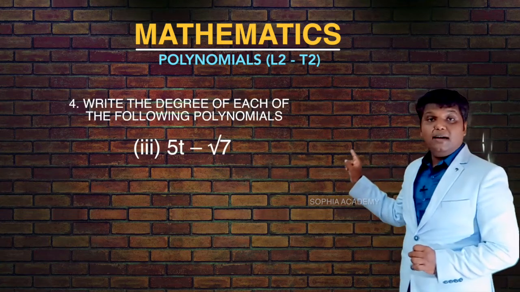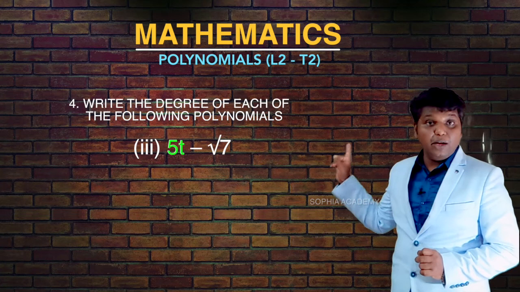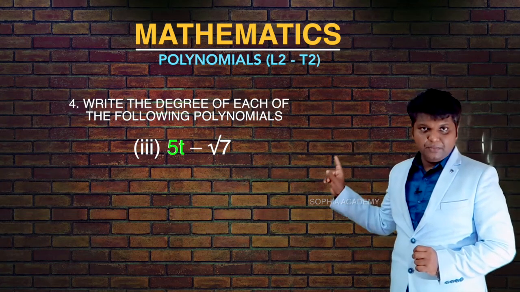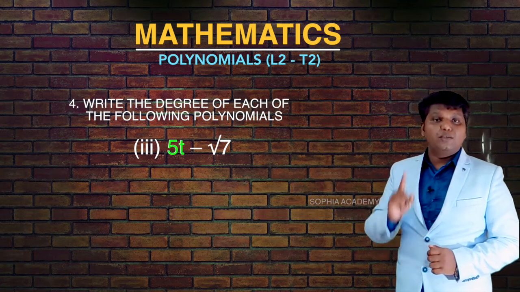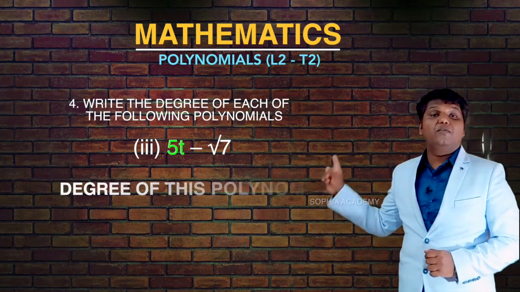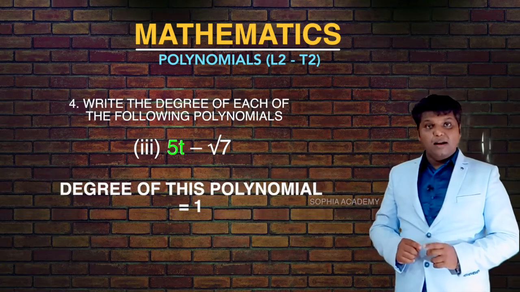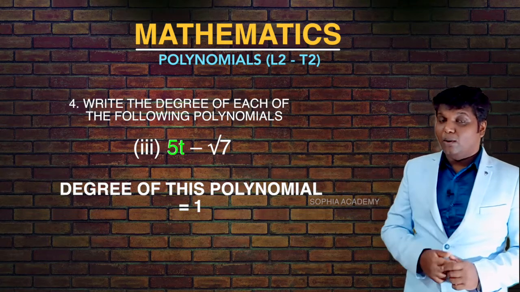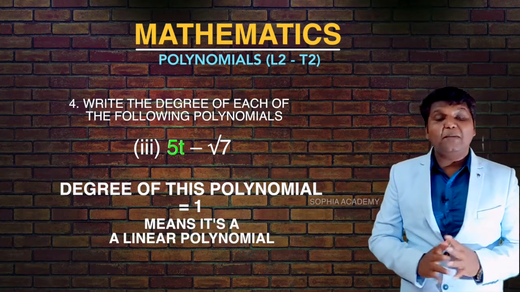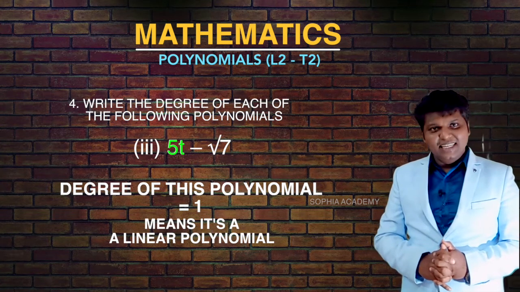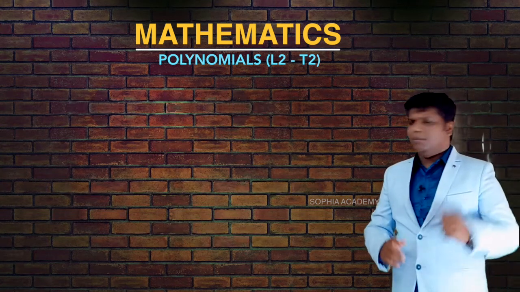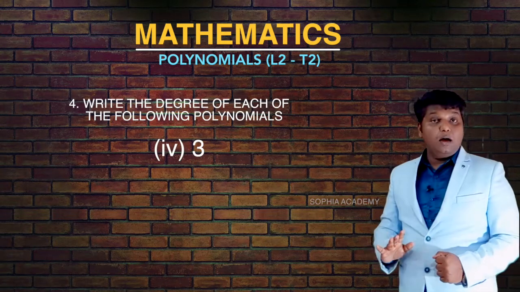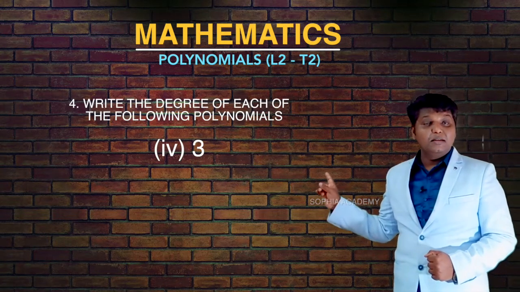5t. So here fix your eyes only on the variable t. What is the power of t? It is 1. So we will say the degree of this polynomial is 1. And as the degree of the polynomial is 1, what is it called in general? It is called a linear polynomial. Now one more: 3. It's just a number.